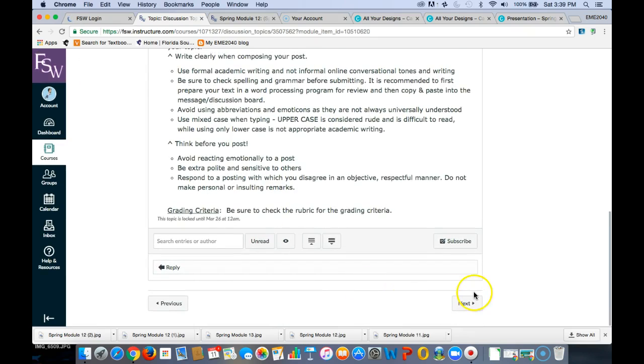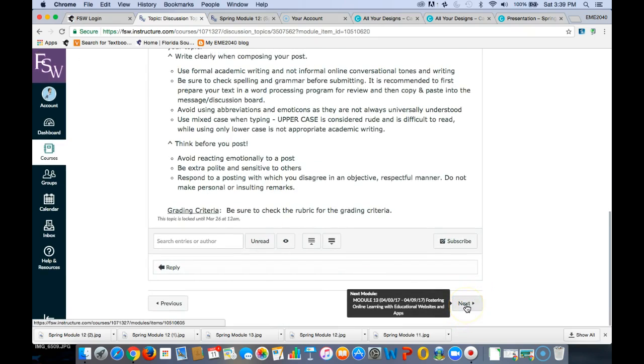Okay, and then last but not least, oh, that is last. Okay, so that's all we have for this week, and then we'll move to Module 13, which will be a fairly big project. So if you do have extra time this week, move on to 13.